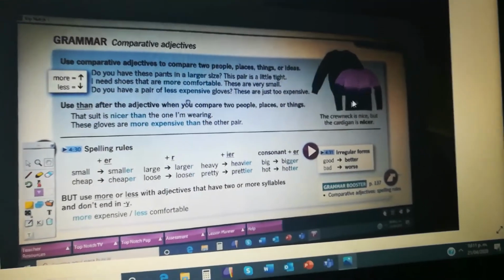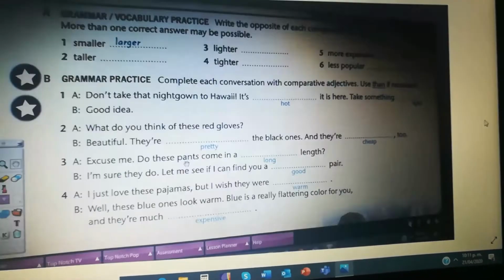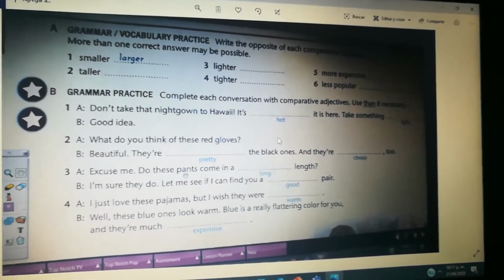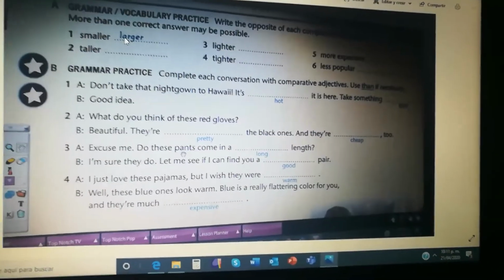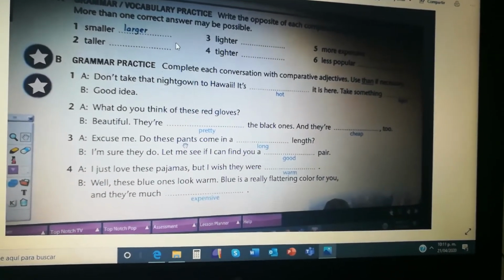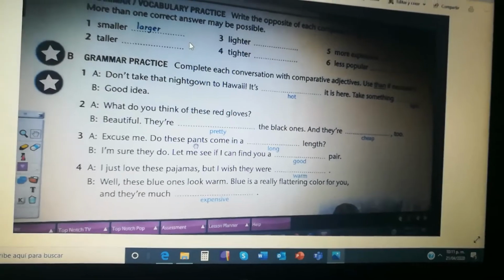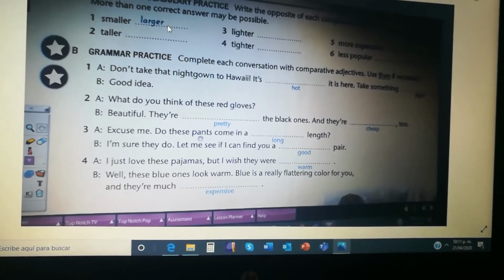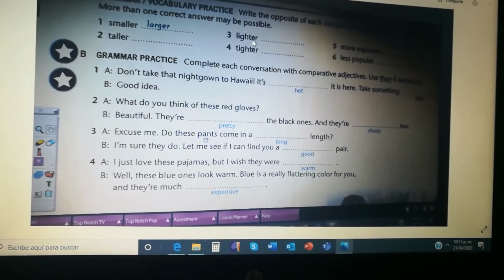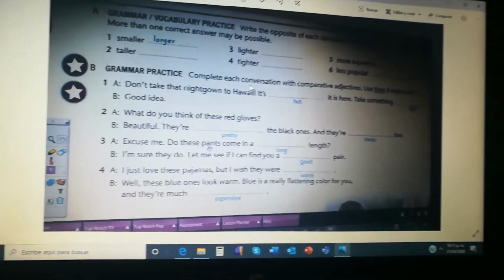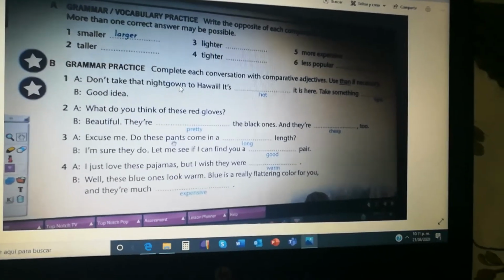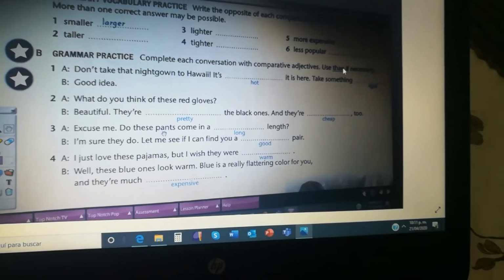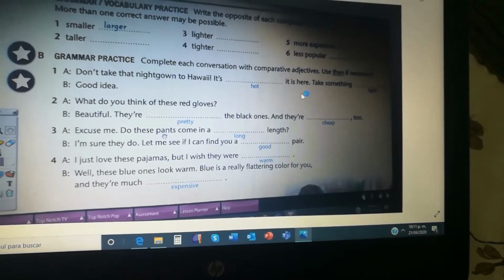Okay? So you have this exercise for today. In exercise A, write the opposite of each comparative adjective. For example, smaller, larger. Okay? And you have to do numbers 2, 3, 4, 5, and 6. And the other exercise, the last one for today: complete each conversation with a comparative adjective. Use than if necessary. Okay?